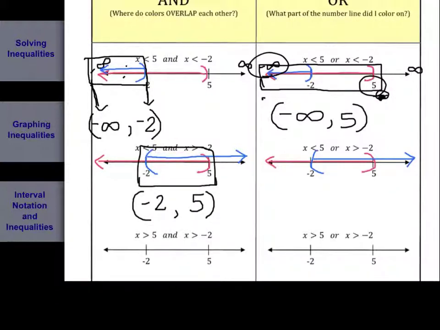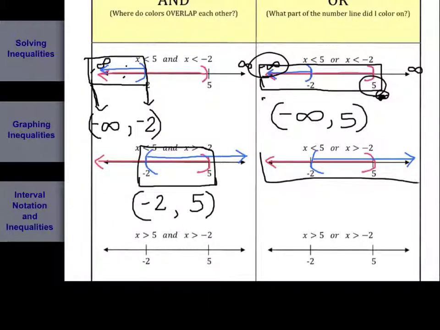Alright, let's look at the "or" problem. Right here, this one says, what part of the number line did I color on? Anytime you see that word, this is the question you ask. What part of the number line did I color on? If I look at just this part has red, this part has both, and this part has blue. So it kind of looks like I colored on all of it. And I did. I colored on all of it.